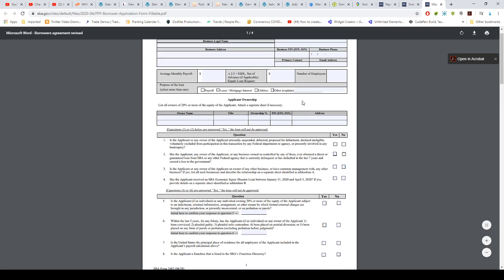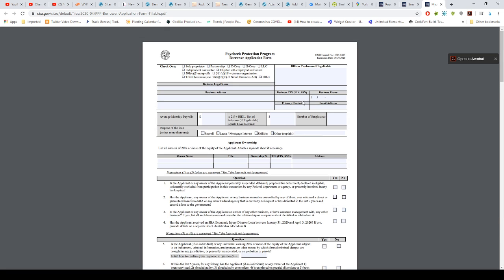And this is what the application looks like. Paycheck Protection Program. The borrower application form. So you're not getting any free money unless you use it properly. It'll be forgiven over 2 years. So it asks you a bunch of questions. And I'm going to leave this form down below in the description box.